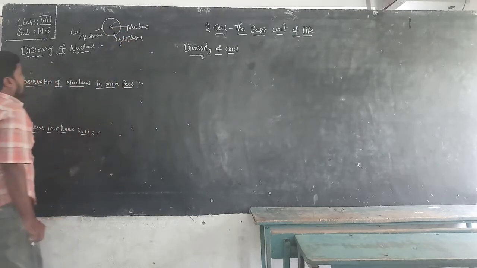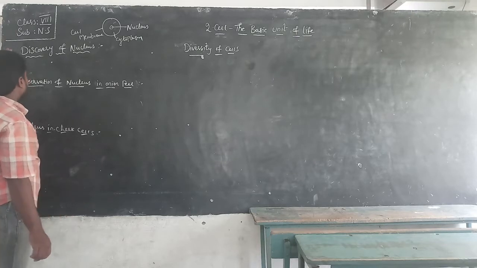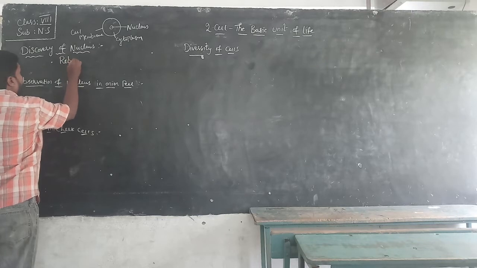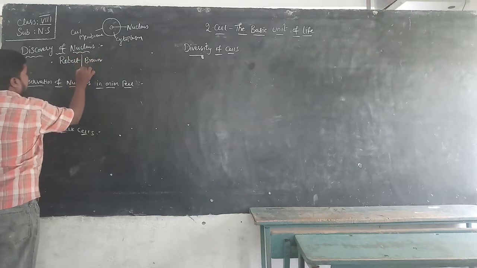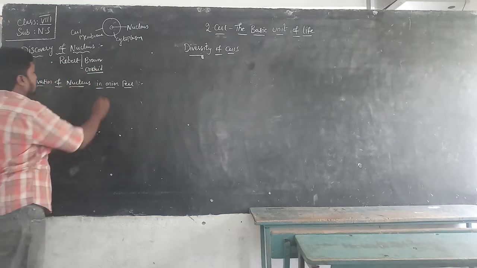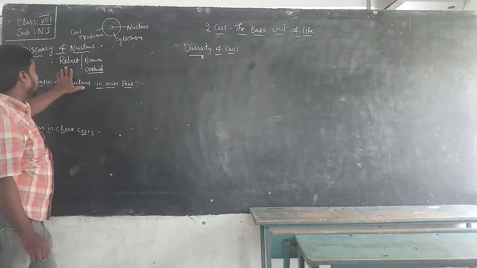So now, I will explain about the discovery of the nucleus. Very important. Already in the previous class I explained the cell was discovered by Robert Hooke. Now I will explain about the discovery of the nucleus. A scientist called Robert Brown observed the nucleus in orchid leaves. Orchid is a flowering plant. Robert Brown observed the nucleus in orchid leaves.